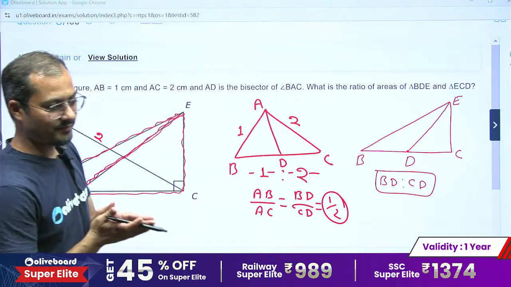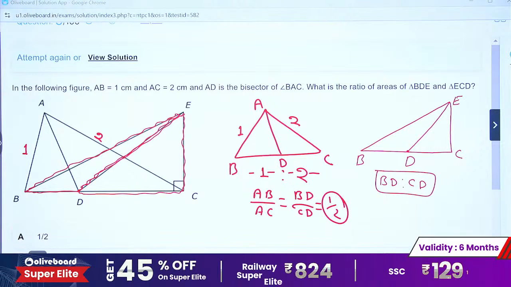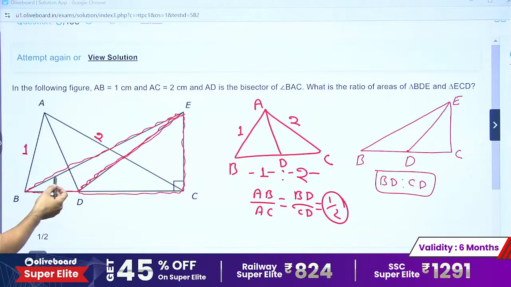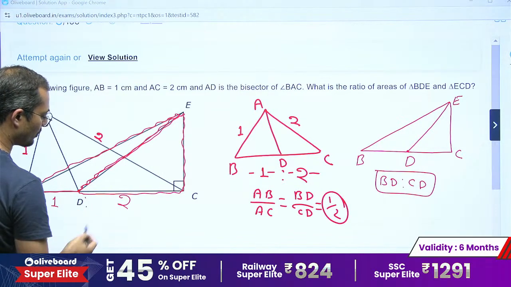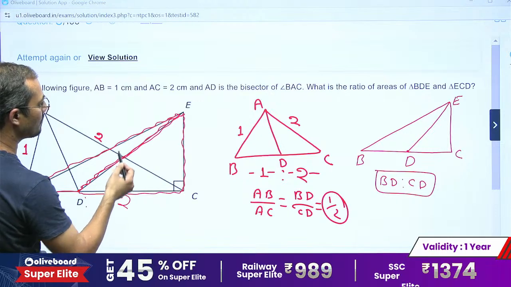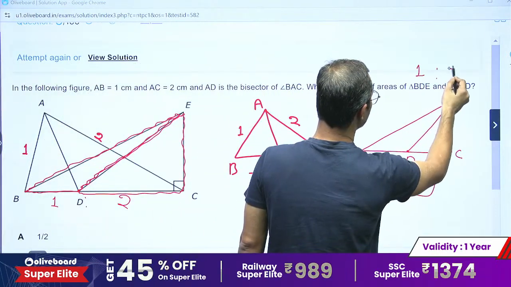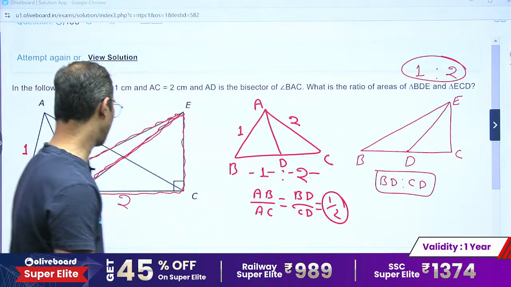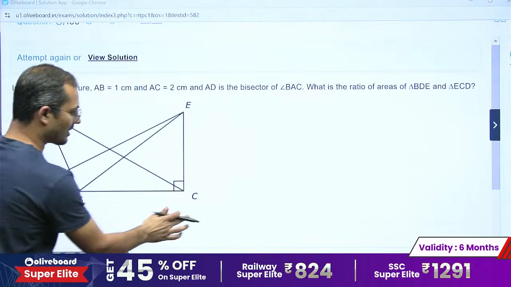If the base is different but the height is the same, their areas will be in the same ratio as the bases, right? So the base ratio is how much? 1:2, right? So their areas would also be in the ratio 1:2. So 1:2 is the right answer. I hope this is clear. So A part is the right answer. So moving to the next question.